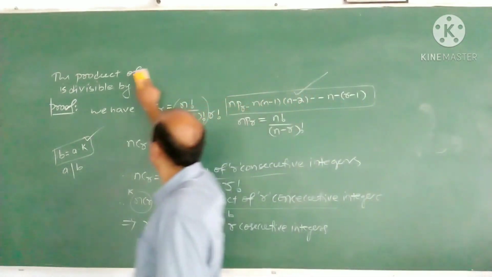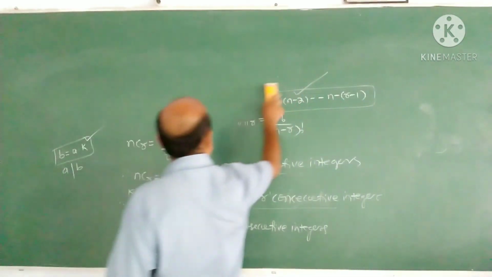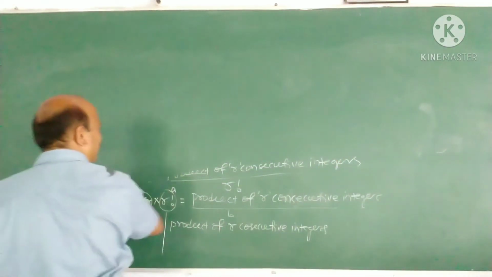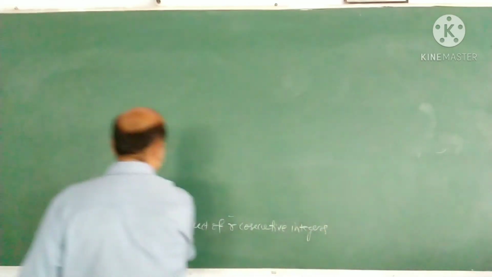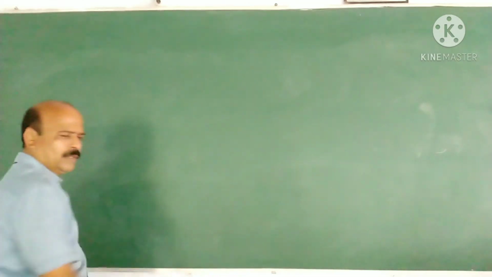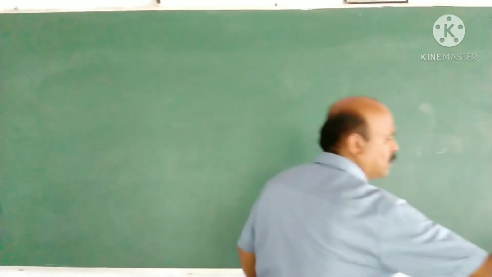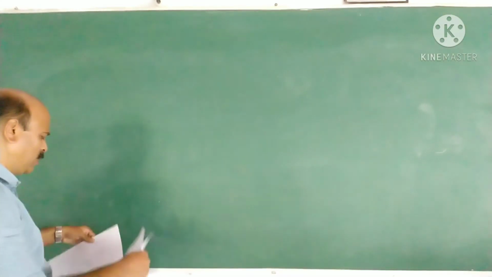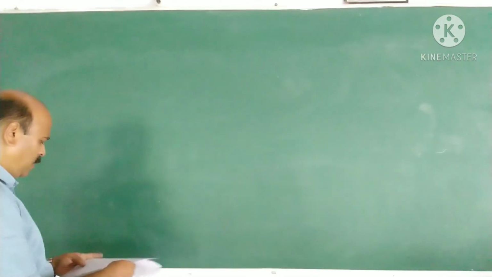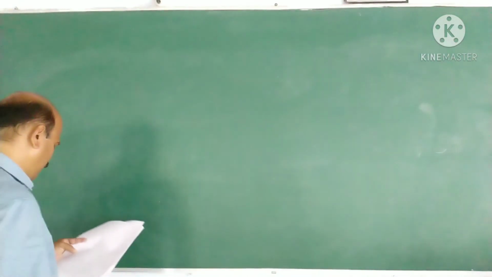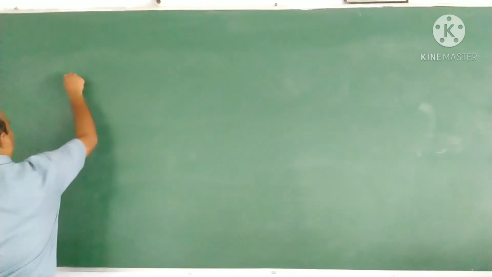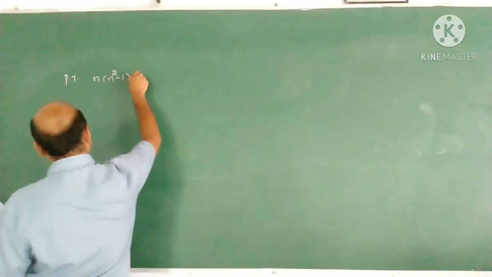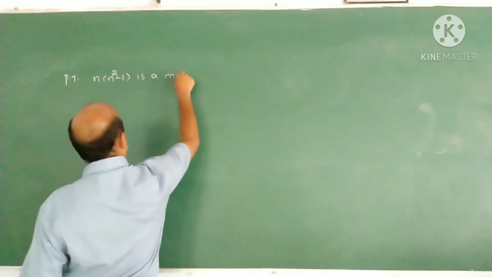Now this has a very nice application. I explain by taking examples here. I consider a few examples in this video. Next, I will give many problems as exercise. First problem is: prove that n into (n squared minus 1) is a multiple of 6.